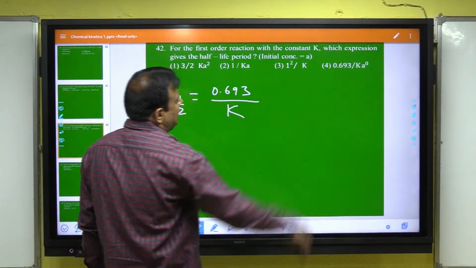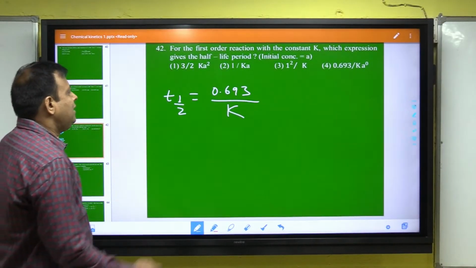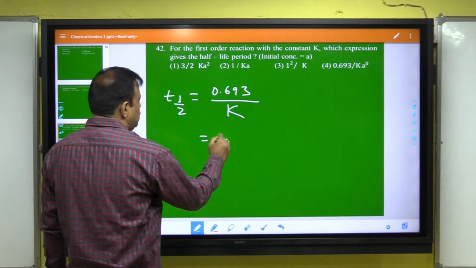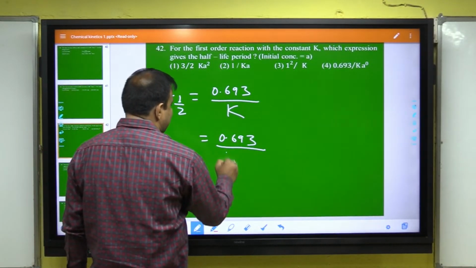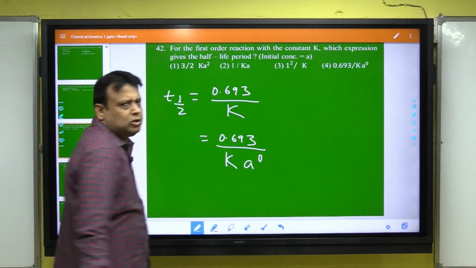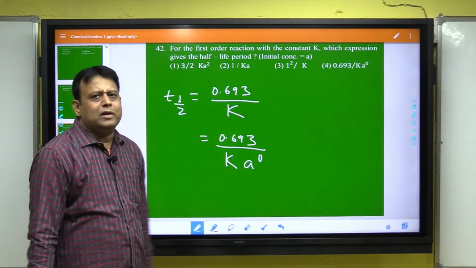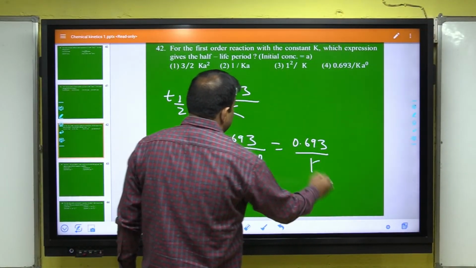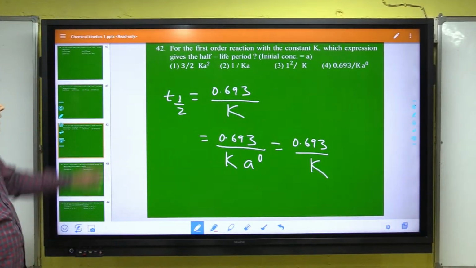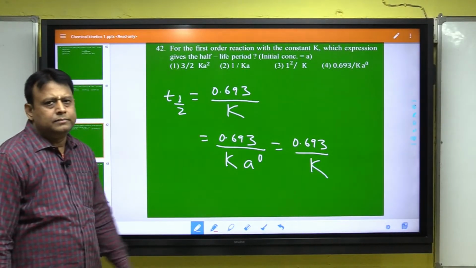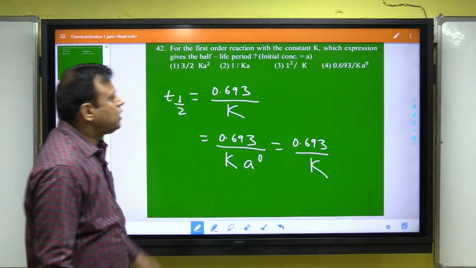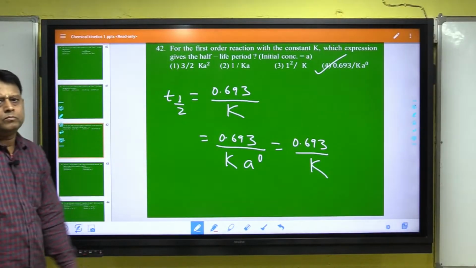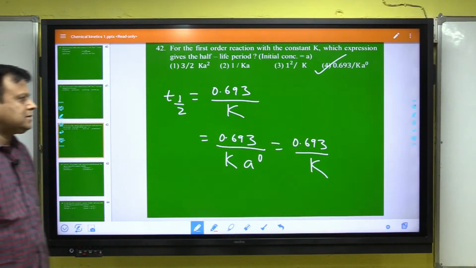1 squared by K, no. And last option, fourth option, 0.693 by K into a to the power 0. Yes, because a to the power 0 is equal to 1 and hence it will be 0.693 by K. And hence correct answer of question number 42 is option number 4. Clear? Next.